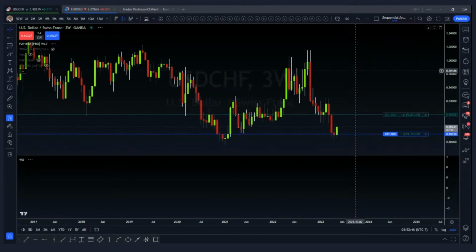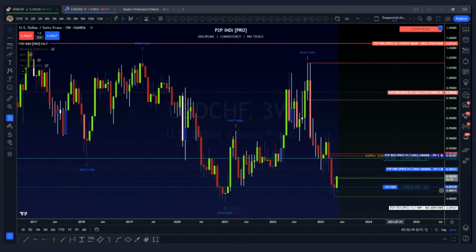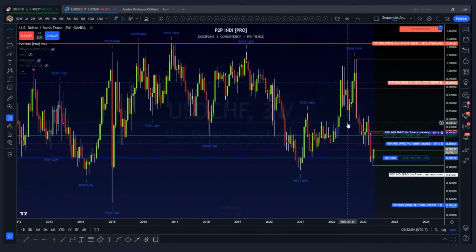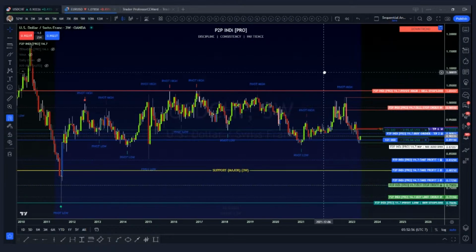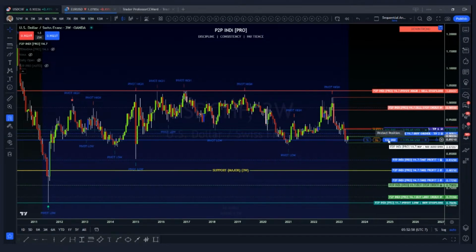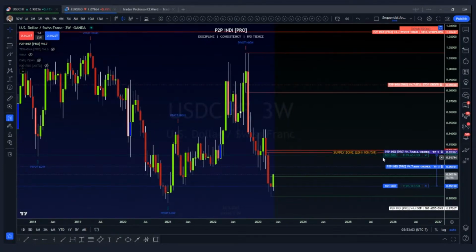Dollar Swiss. How is that looking? We are positive on that one because it hit a buy order. Now I do have this one going up more. What's happening here?